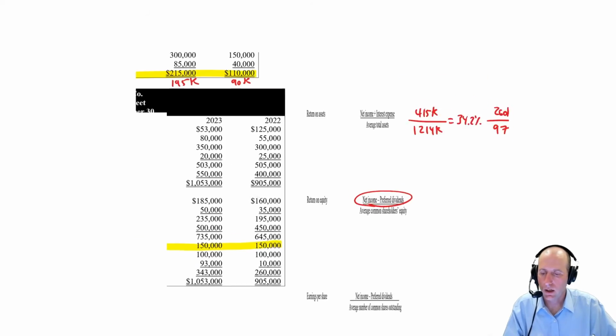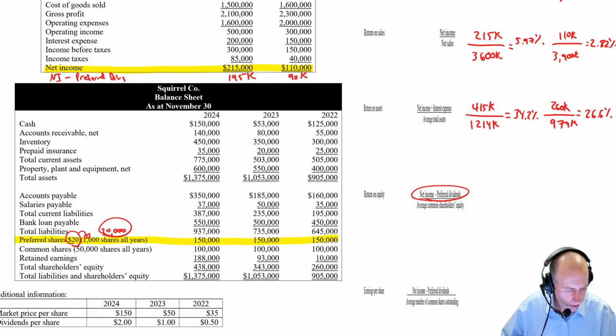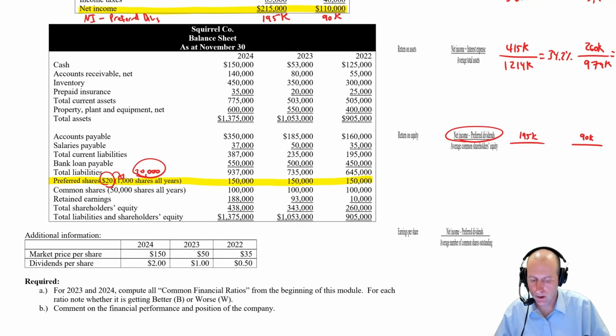So it's 195 and 90. Let's put that in as our numerator here, 195, 90, divide by average common shareholders' equity. Okay. So again, this one's a bit of a mouthful. We've got total shareholders' equity here of 438, 343, and 260. But each year, 150 belongs to our preferred shareholders. So we got to take that out.